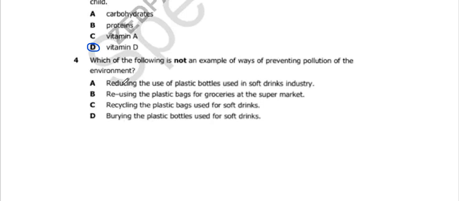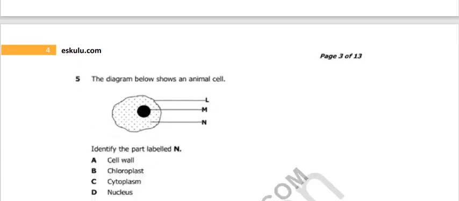It simply means three of these options are ways of preventing pollution, whilst one of them is not. If you were to take a wild guess, I believe you and I would agree that the correct answer in this case is D. If you bury plastic bottles, you are not preventing pollution, because plastic does not decay, and so it will remain plastic for a long time. You can throw away plastic for 70 years, it will still remain as plastic. You can keep it even for 100 years and it still remains as plastic. So the correct answer is D, burying the plastic bottles used for soft drinks. The best thing that you can do with plastic bottles is recycle them. And let's go to question number 5.